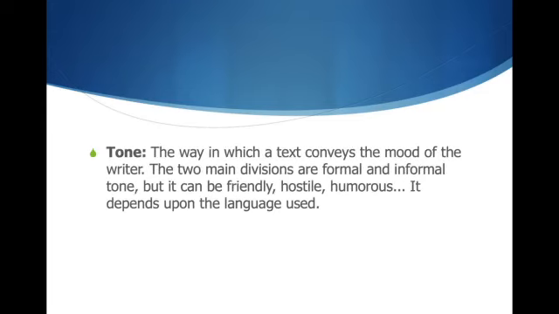Tone is usually one of the most difficult things for people to understand when they're reading. Tone is the way in which a text conveys the mood of the writer. Now, two main divisions are formal and informal tone, but when we think of tone, we kind of think of an emotion. Perhaps the tone is friendly, perhaps it's hostile, perhaps it's humorous. It all depends upon the language being used by the author.